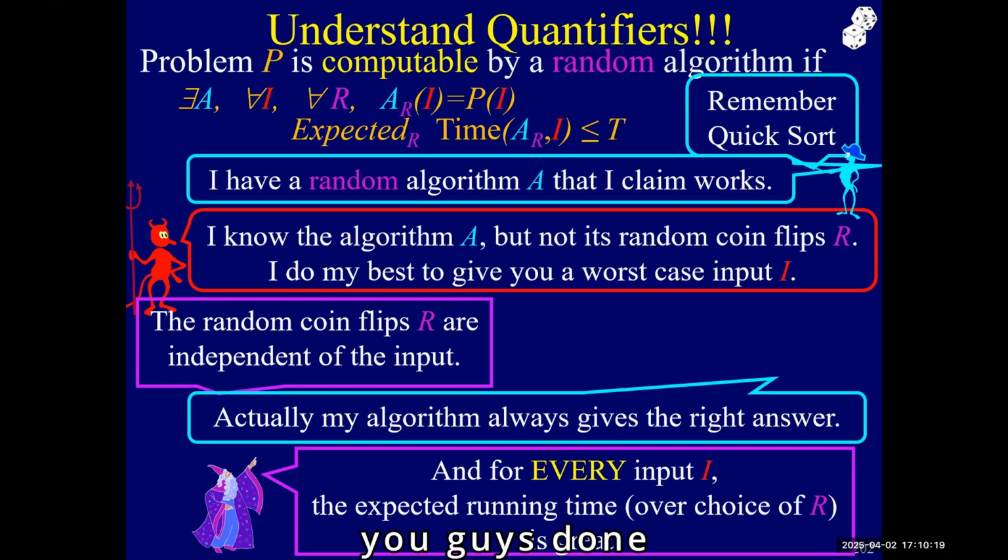Have you guys done quicksort yet? What's quicksort? I have a bunch of numbers. I choose a random pivot. I put the pivot here. Then I put everybody smaller there, everybody bigger there. Then I recursively sort this, and I recursively sort this. Everybody get that? Now, the worst case running time is n squared, because you keep choosing the pivot to not split evenly. But the expected running time is n log n.